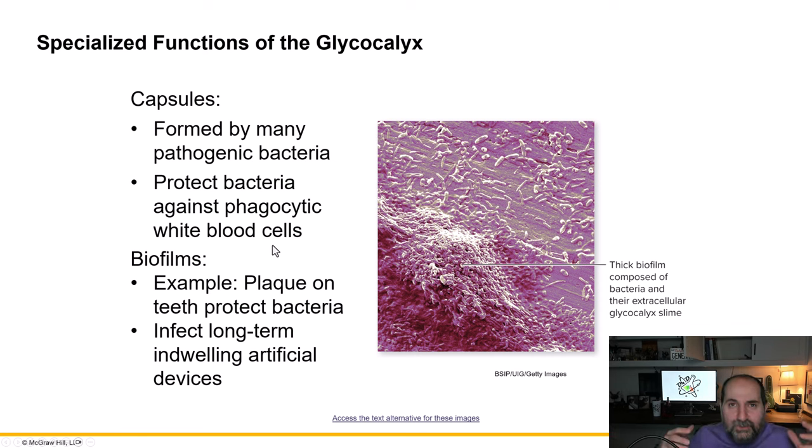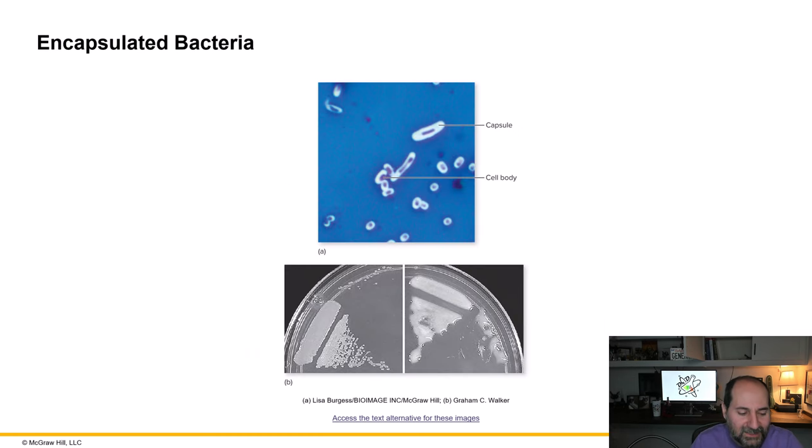Imagine if you're covered in goo. Imagine if you're covered in sugar. Well, if you're covered in sugar and you find your way into my body, my white blood cells might get confused by that sugar layer, right? So bacteria that have a capsule, my white blood cells have a tough time identifying that bacterium as foreign and destroying it. Isn't that neat? So this is why several highly pathogenic bacterium are the ones that are capsulated, because my immune system has a hard time identifying those cells as foreign. Isn't that neat? It's like a cloaking mechanism.